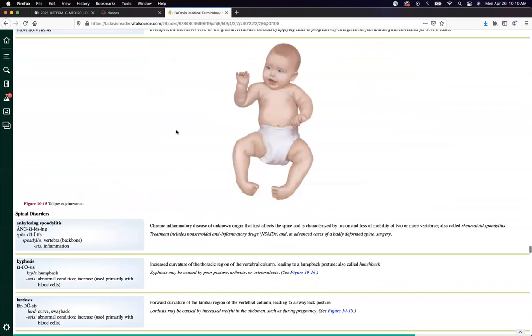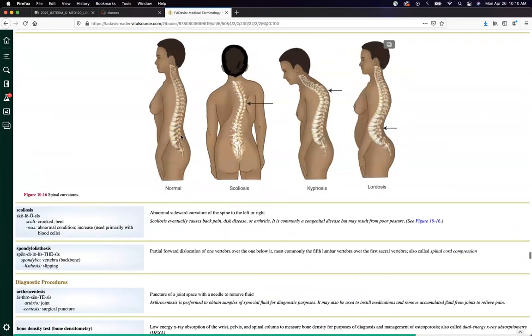Talipes equinovarus. Nice to know. Oh, this is better than your spinal curvature. Normally, when you look at your patient laterally, there's a normal natural curvature. There's a natural curve here, a natural curve here in the thoracic, and a natural curve in the lumbar.